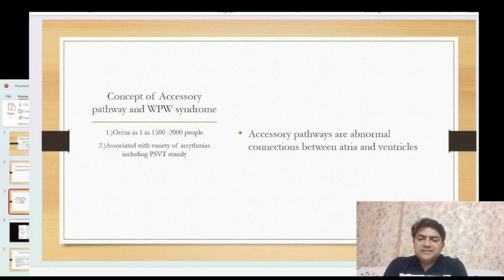And what are these accessory pathways? These accessory pathways are abnormal connections between atria and ventricles, across the atrioventricular ring, and some congenital causes are there. Most common of them is the Ebstein anomaly.